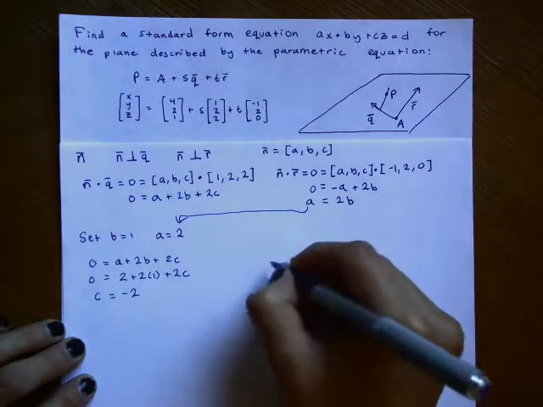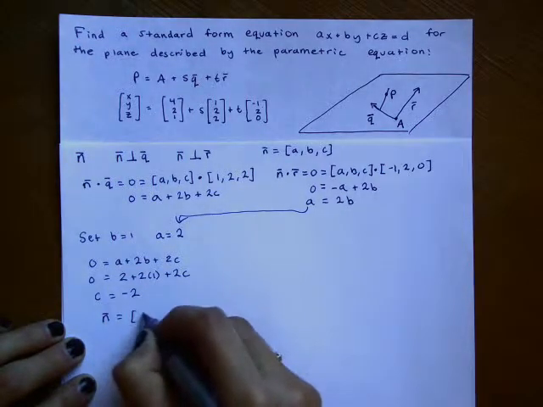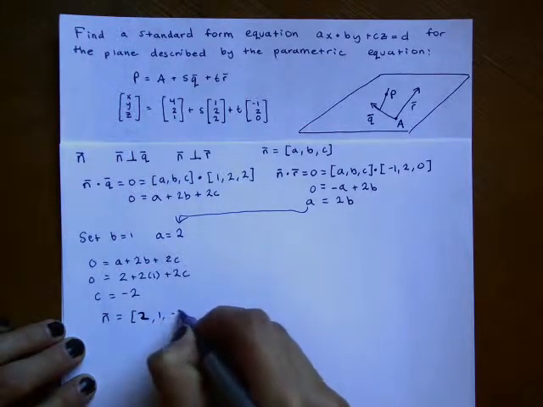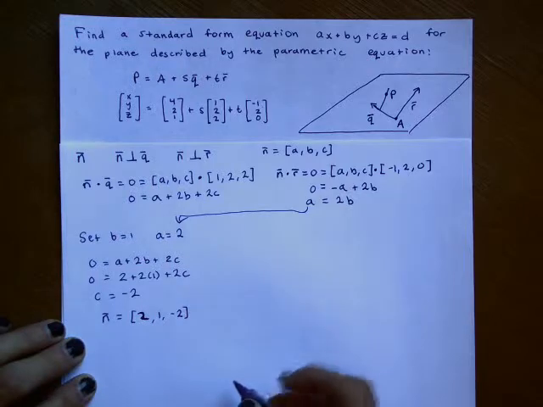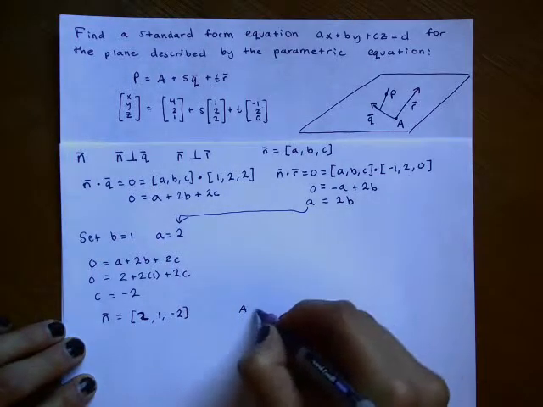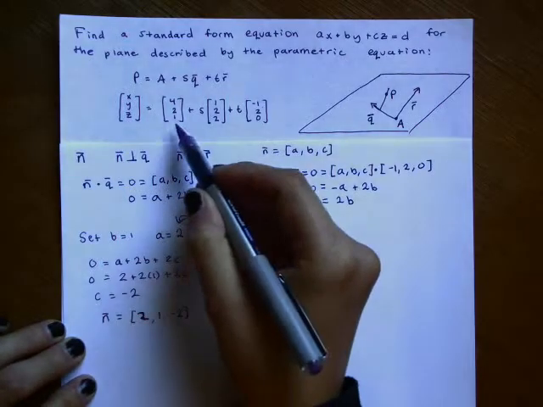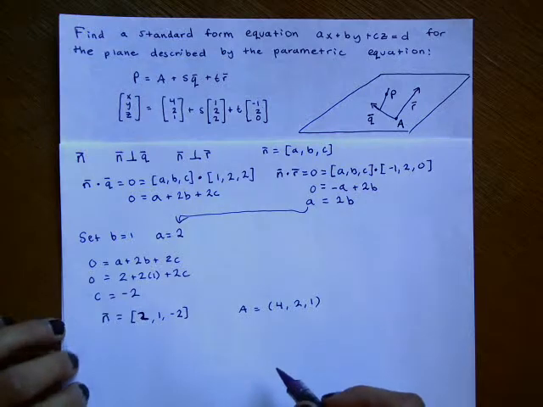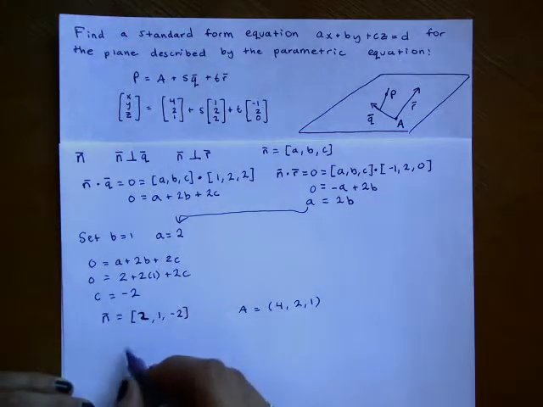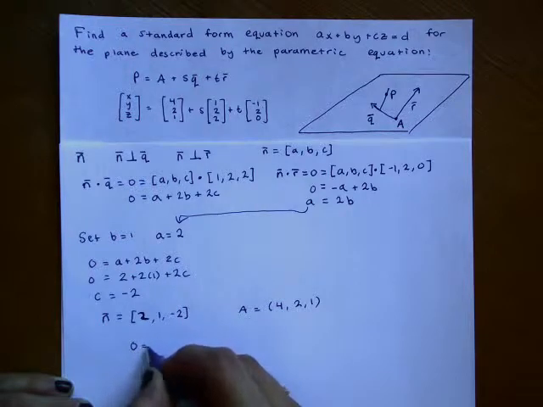So now we have our normal vector, which is equal to 2, 1, negative 2. And I'm just going to write out my point on the plane that we know as well. So that comes from this equation up here. Now I'm going to set up our standard form equation, and then we'll fill it out with our information.